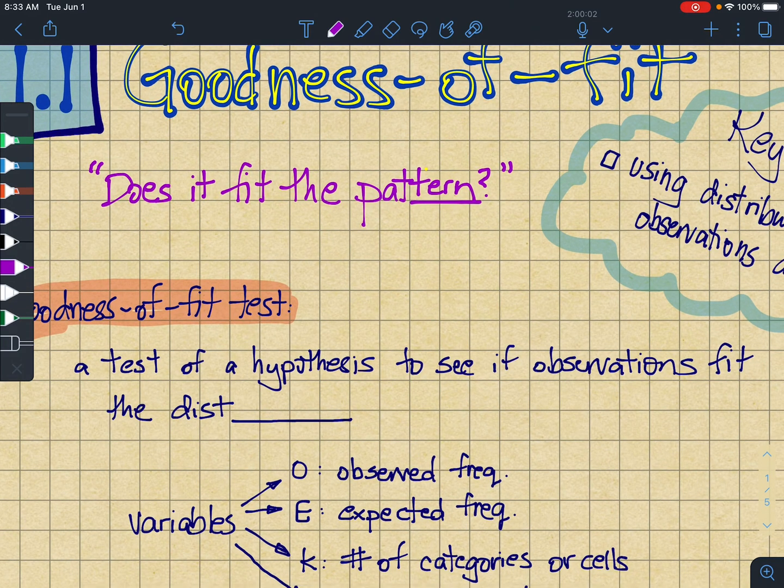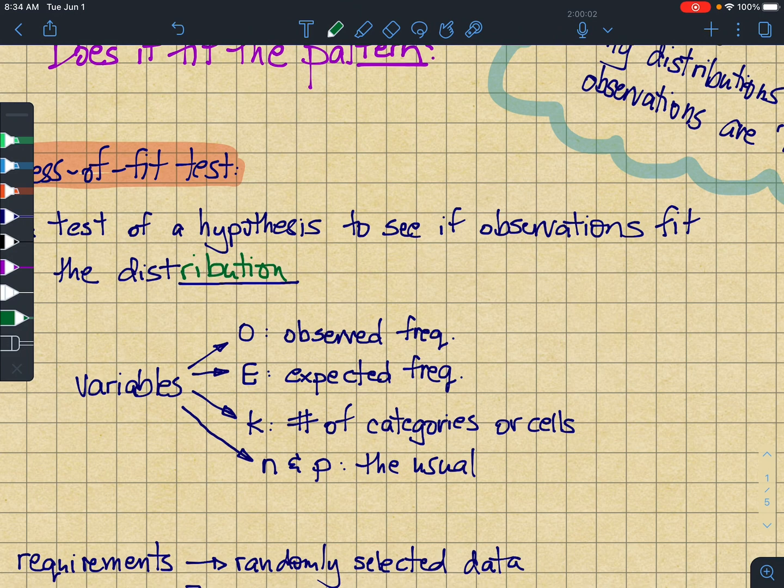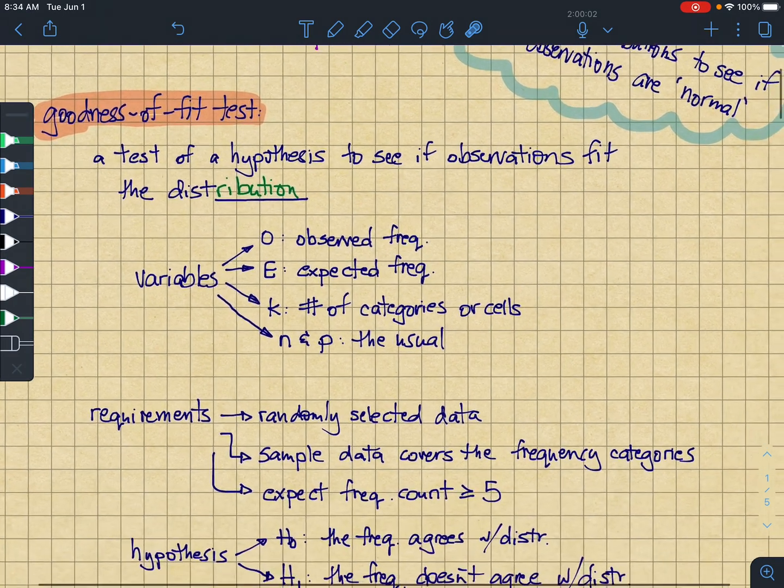All right, so a goodness of fit test is a test of a hypothesis to see if it fits the distribution. Nothing really new in the, well, I guess there are two new ones. Variable world, we use O and E, the observed frequency and the expected frequency. How often does something show up? And how often is it expected to show up? That's what those mean there. K is the number of categories or the cells that you have in your particular pattern that you're looking at.